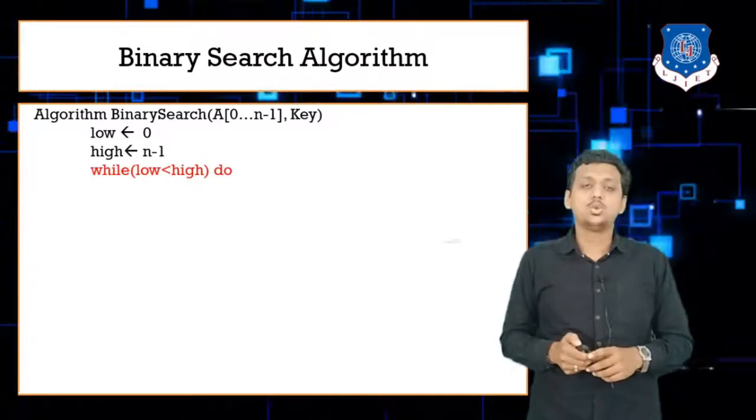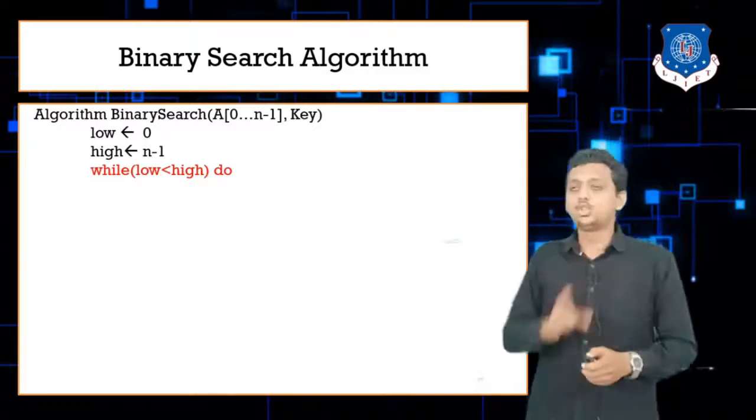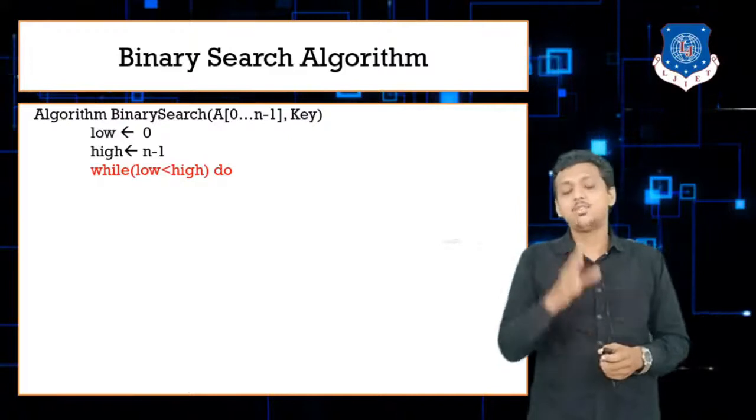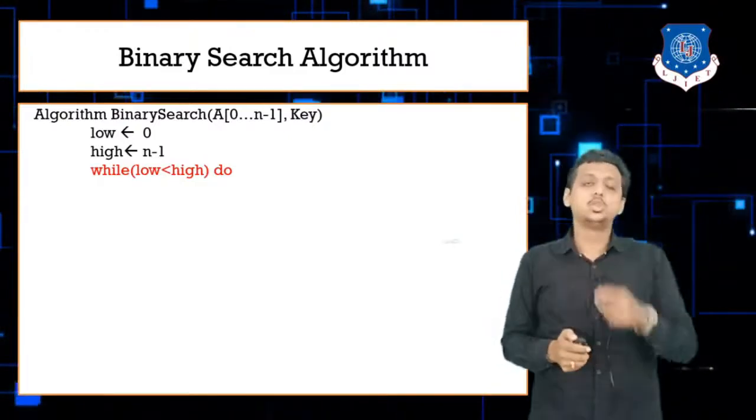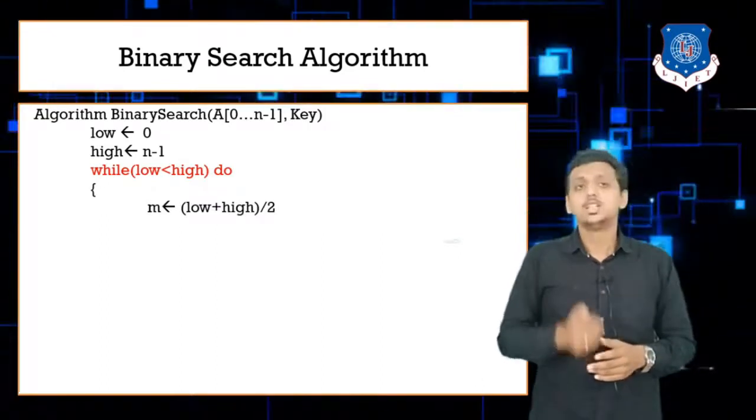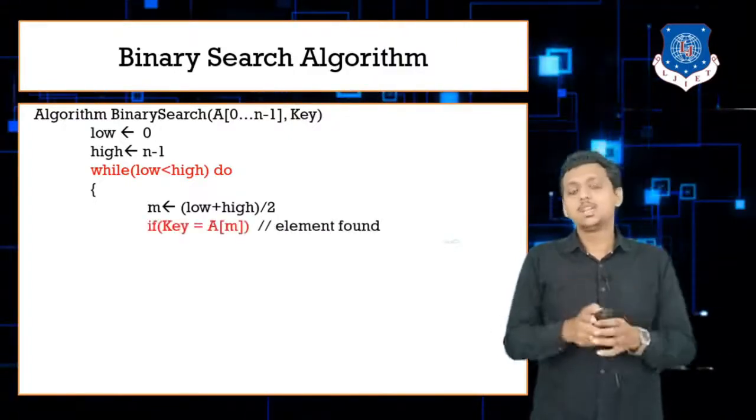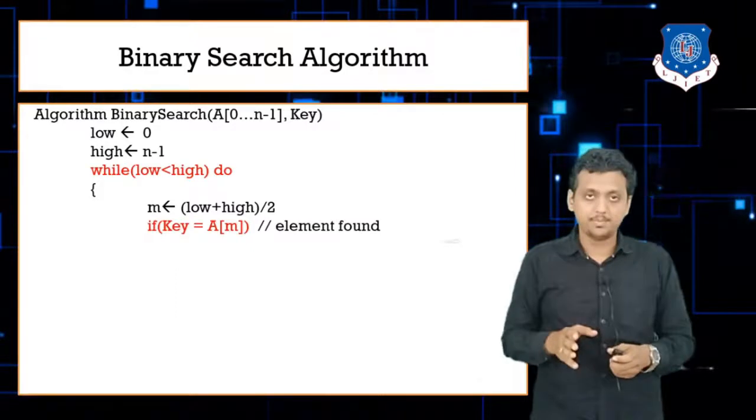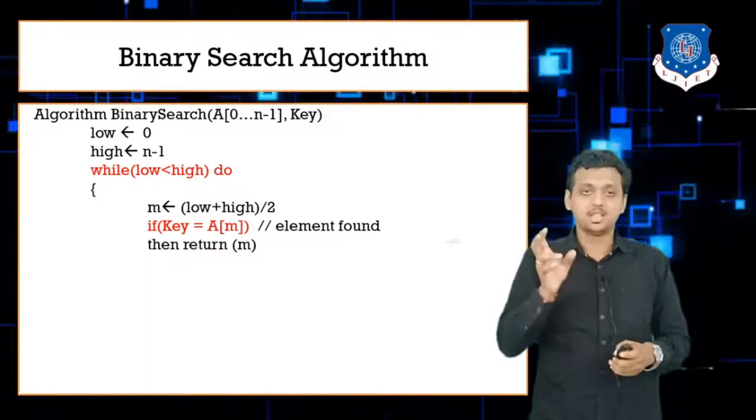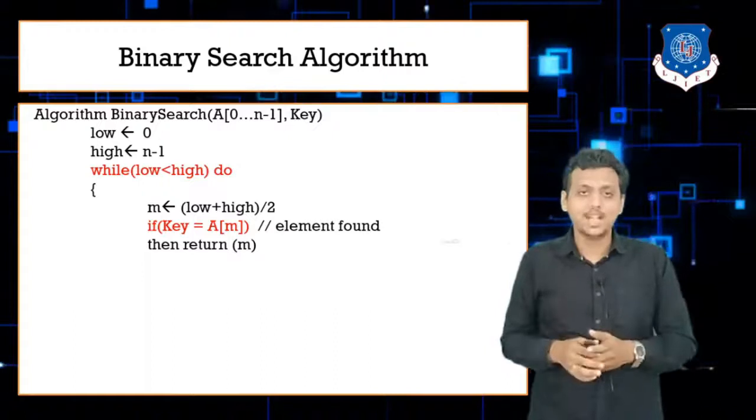So until and unless your low is less than high, you need to follow the below steps. The condition for the while is while low less than high, you need to do step number 1: first, find out the middle element. So middle index is low plus high by 2. Next, if key is equal to a of m, that means your element is there, then you can write return m. If we found the element, we are just returning the index of that particular middle element.